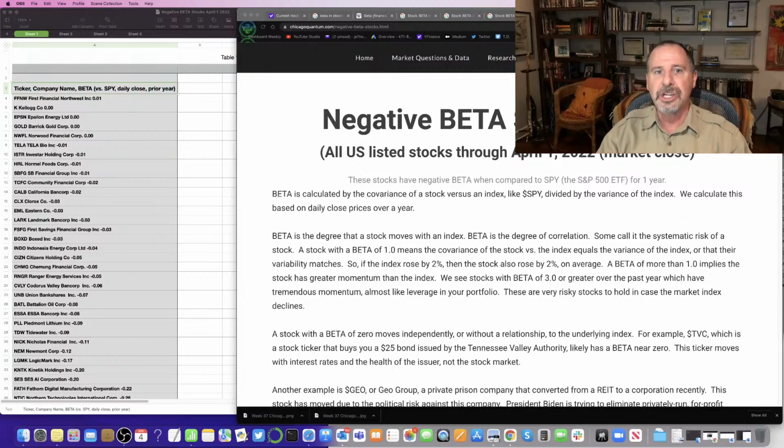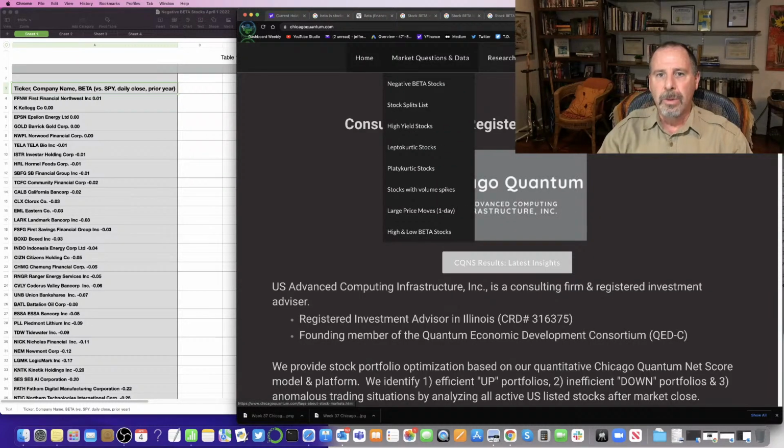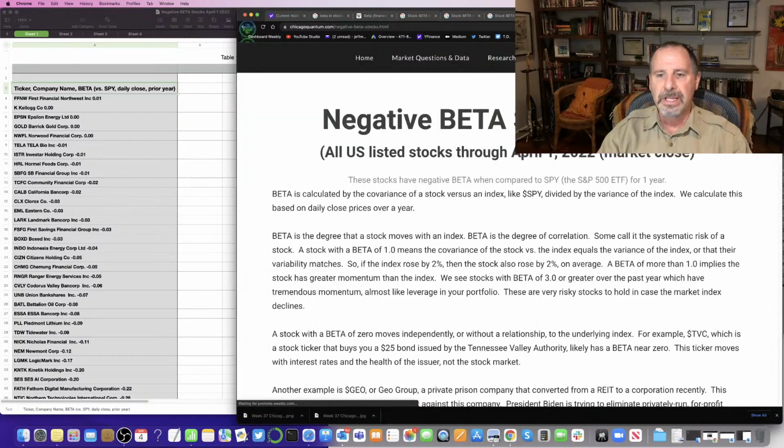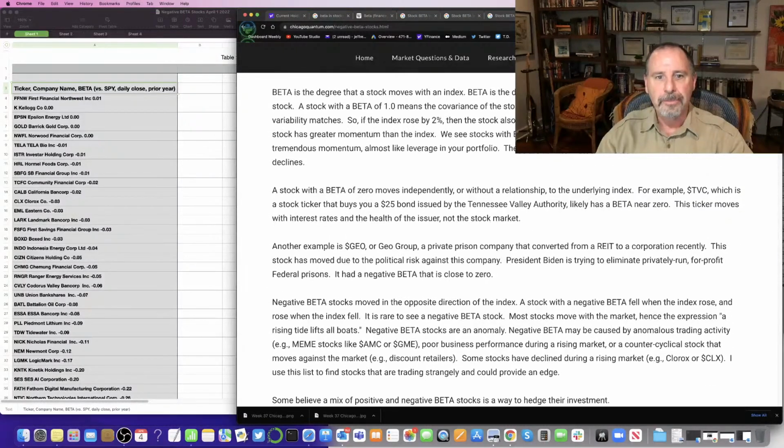The list is at chicagoquantum.com, negative-beta-stocks.html. And the way you would find it is you come to our website, usually just come to Chicago Quantum, go to Market Questions and Data, Negative Beta Stocks. So here you go. This list is accurate current as of April 1st, which was last Friday, market close. And it goes back a year.